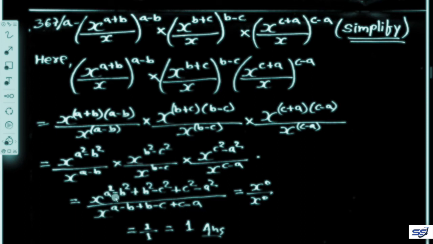We see here that a square minus b square plus b square minus c square plus c square minus a square, all this cancel each other. And in lower also here a minus b plus b minus c plus c minus a cancel each other. Here comes equal x power 0 upon x power 0. That is equal 1 upon 1, equal 1.